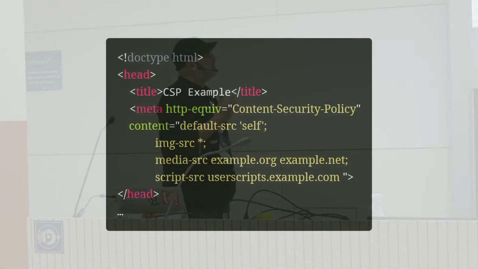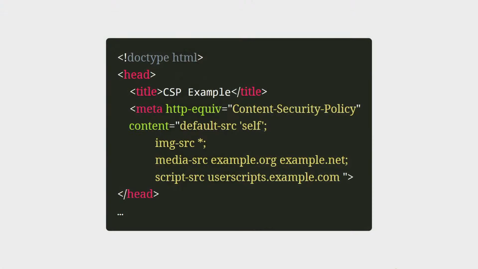It looks something like this. You have a meta element, and within the content security policy, you tell them that your default source is self, which means you accept everything from your own website. And for images, here you accept everything. So the image can be hosted anywhere on the web. For media sources, and media sources mean video or audio, you only accept example.org and example.net. And for script source, you only accept scripts that are coming from the URL that is named there. And anything else that comes from any other source, the browser will not accept.